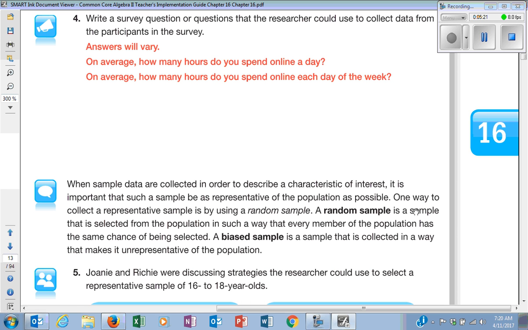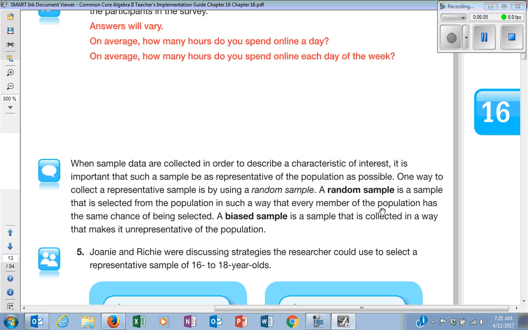Okay, a random sample is a sample that is selected from a population in such a way that every member of the population has the same chance of being selected. So what was my population? The United States. If I just sample people in Florida, do people in California have just as likely a chance to be picked? No. What if I go to a database that has all the teenagers listed between 16 and 18 in the United States, and I just pick teenagers from that list randomly, and I send letters to them at their household? Would that be a random survey? Yes. Is that biased? No. Okay, a biased sample is a sample that is collected in a way that makes it unrepresentative of the population.